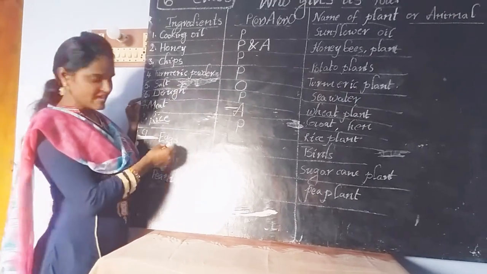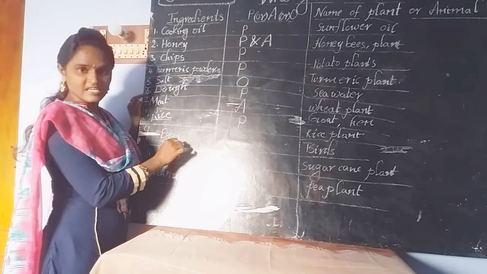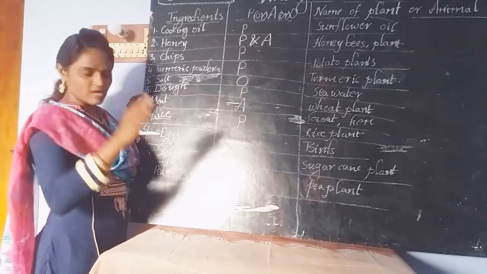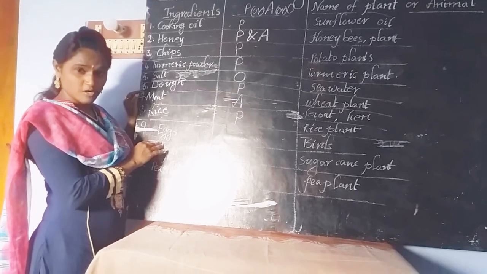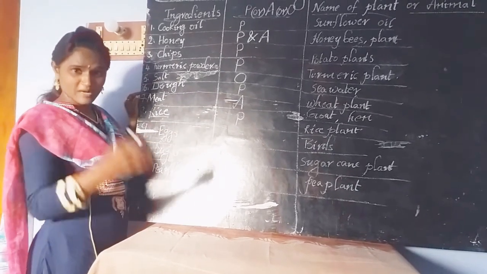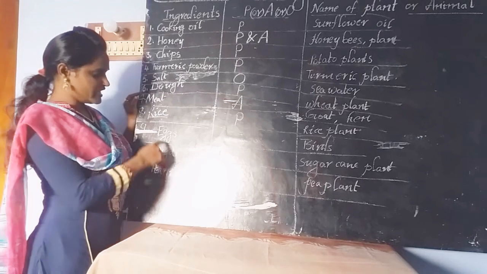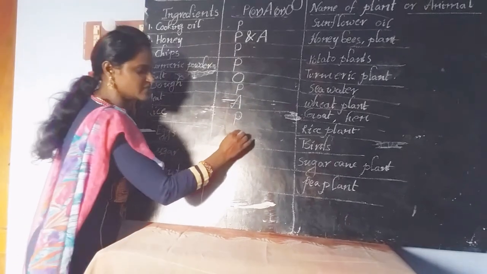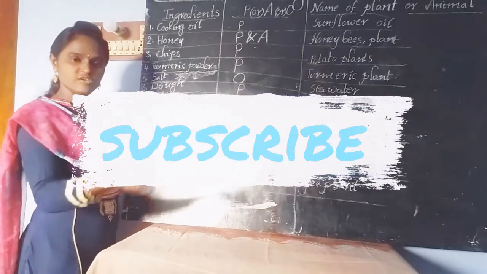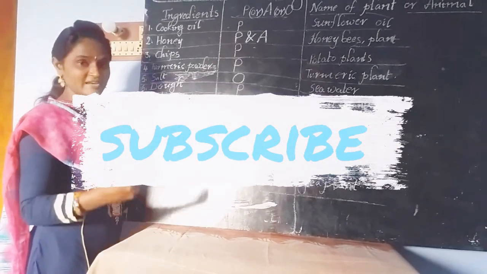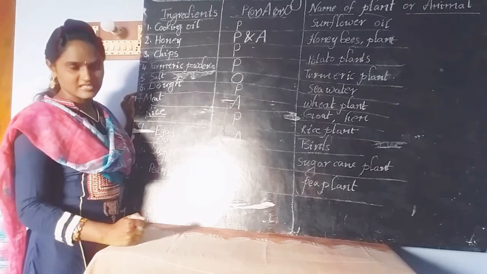Then move to the next one, eggs. Next ingredient is eggs. Everyone is well familiar with these eggs. From where do we get these eggs? Are you able to find eggs near the plants? No. We get eggs from animals. That's why I am writing here A. What kind of eggs do we generally eat? The hen eggs, the duck eggs.